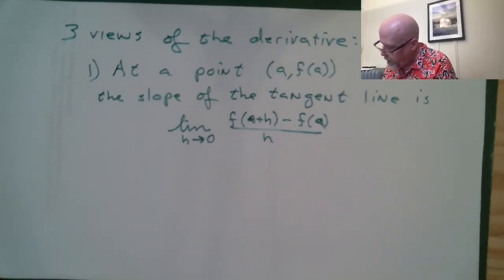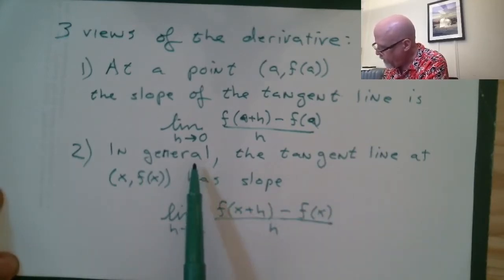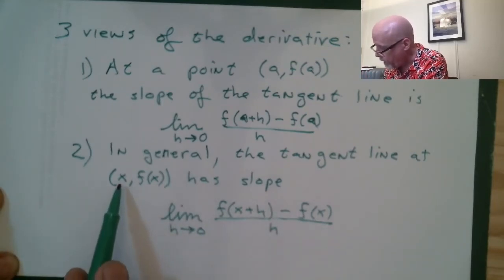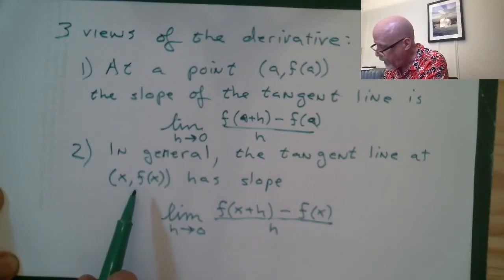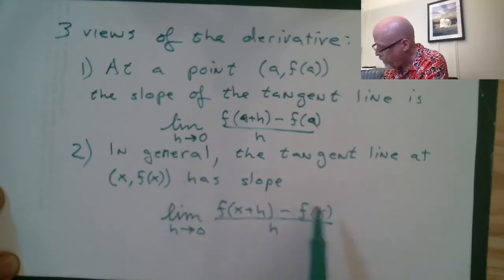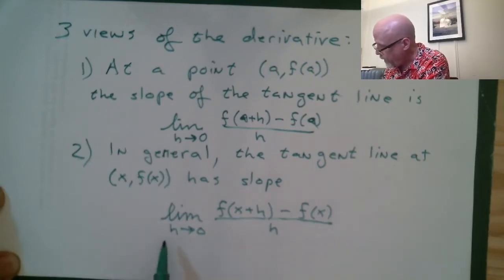The second view here for the derivative is what I've written here next. You're thinking in general. Right? For any x value, you can figure out what's the slope of this line that is tangent to the curve at the point x comma f of x. And it is given by this limit. Now that's the original version of the difference quotient that I gave you, f of x plus h minus f of x over h. Limit was h going to 0 of that expression.